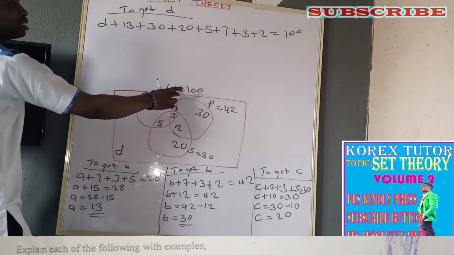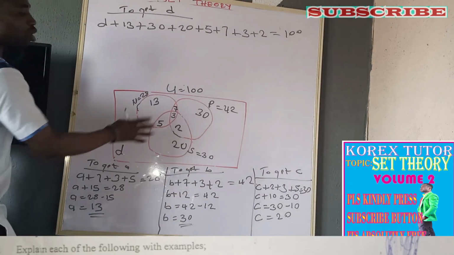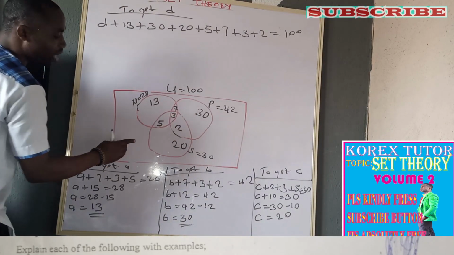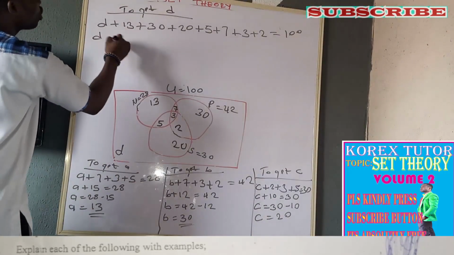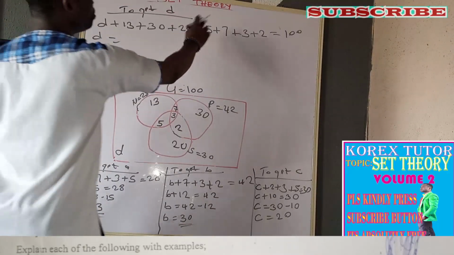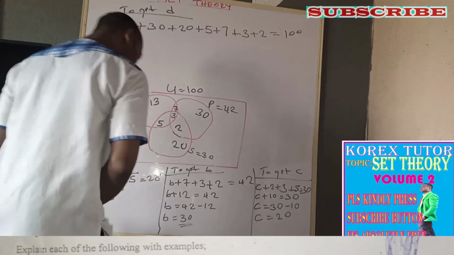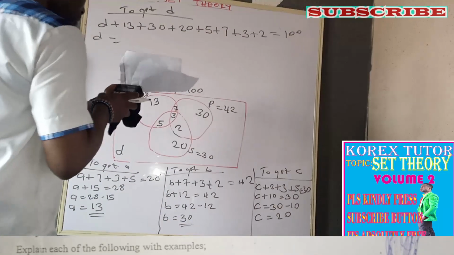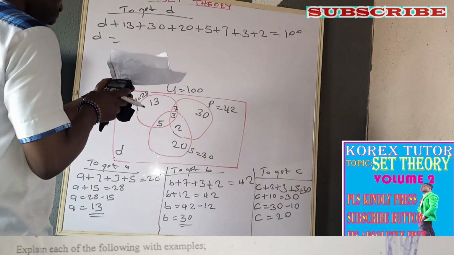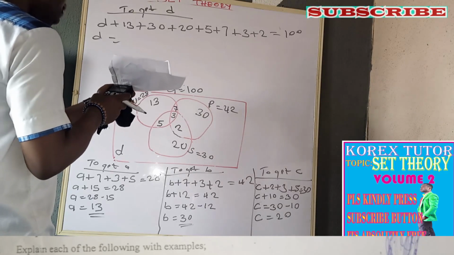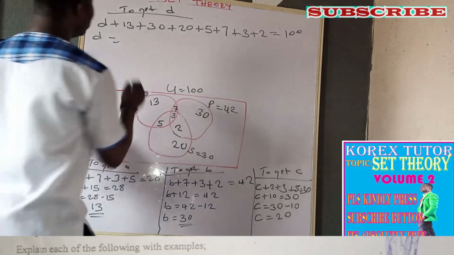All these things, all this universal set, which is 100, but it's not pertaining in all of any of it. So when we add it to all of them, it should be 100. So that is what we just did here. So now D is equal to 13 plus 30 plus 20 plus 5 plus 7 plus 3 plus 2. So when we use our calculator, we have 13 plus 30 plus 20 plus 5 plus 7 plus 3 plus 2, which is equal to 80.